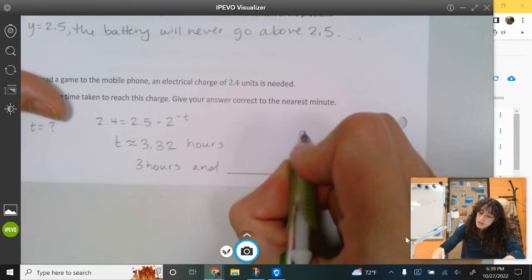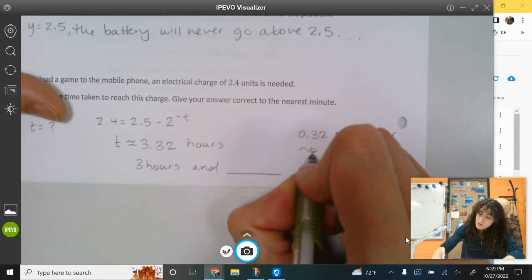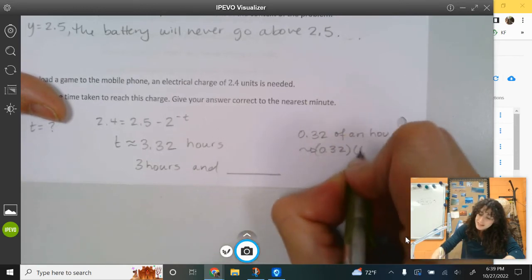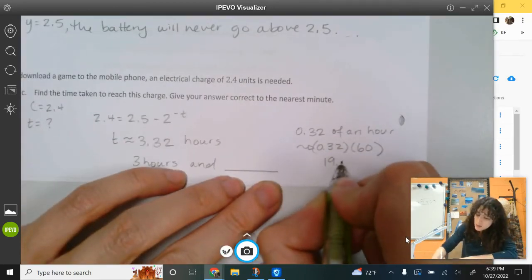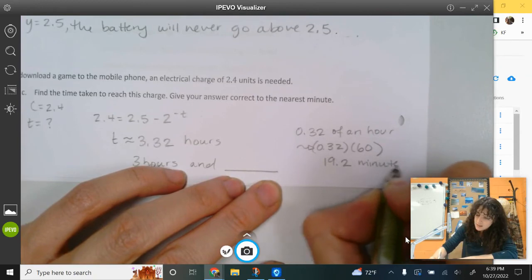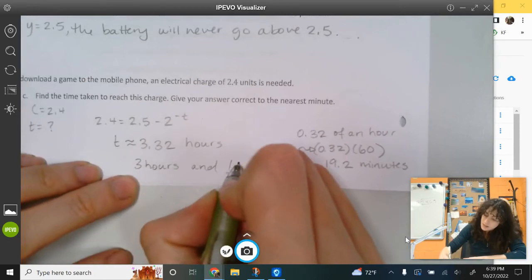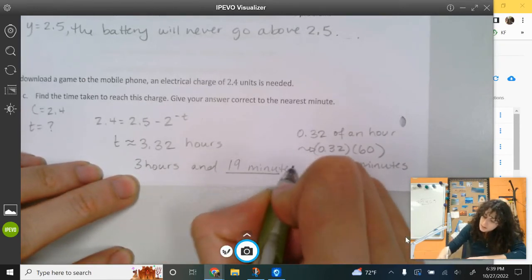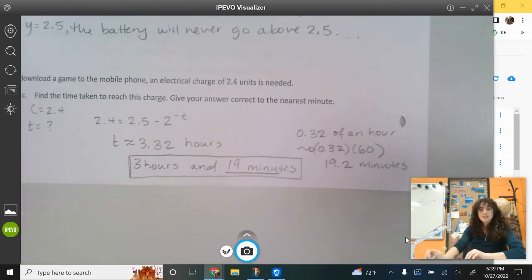To figure out what 0.32 of an hour is, you have to do 0.32 times however many minutes are in an hour, which is 60. That's 19.2 minutes, which to the nearest minute would then be 19 minutes. So that would be the way to answer that question. Okay, good job today.